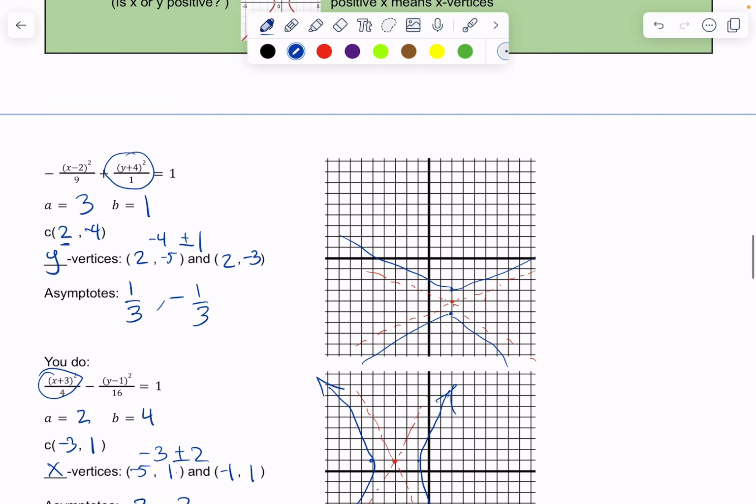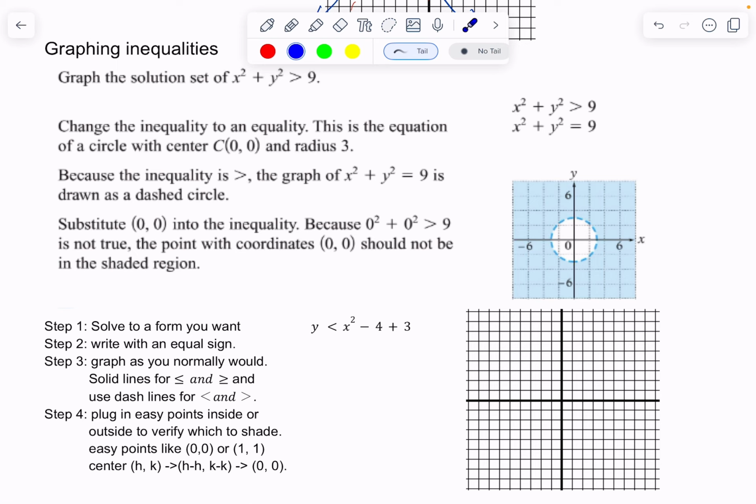Good luck. Graphing inequalities. Same thing as you do with your regular equal signs, but with an inequality, you're going to have some shading to do, whether or not you want to shade on the inside or the outside of the object that you're drawing. So the illustration that I'm given here is x squared plus y squared is less than 9. We know that this is a circle because x and y are both squared and the coefficients are 1, the same.